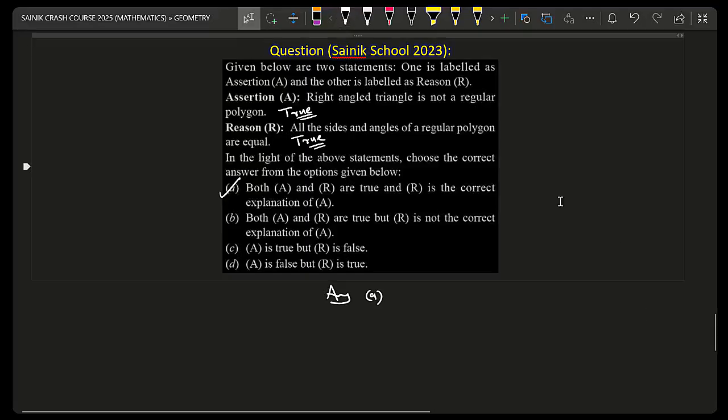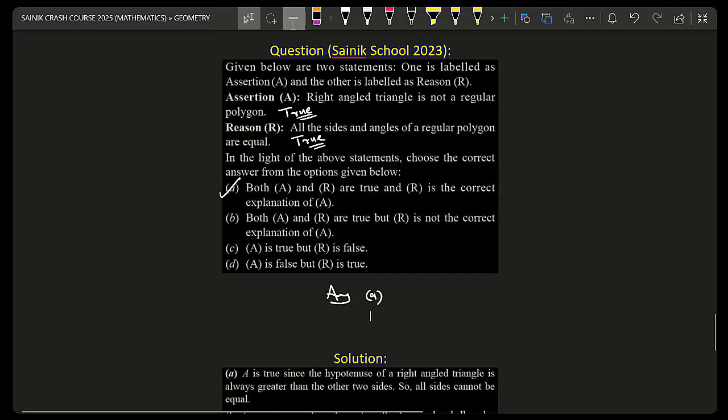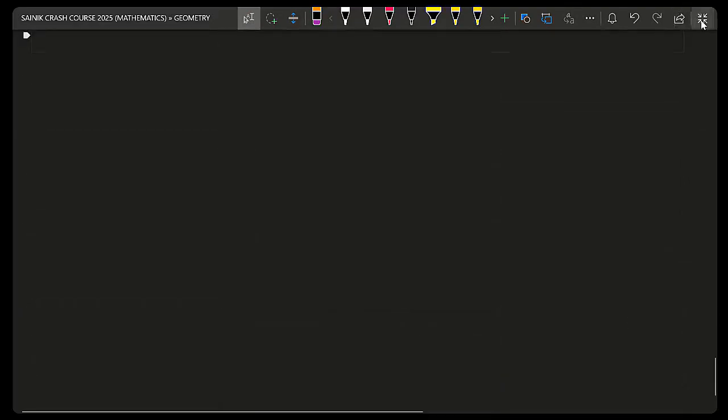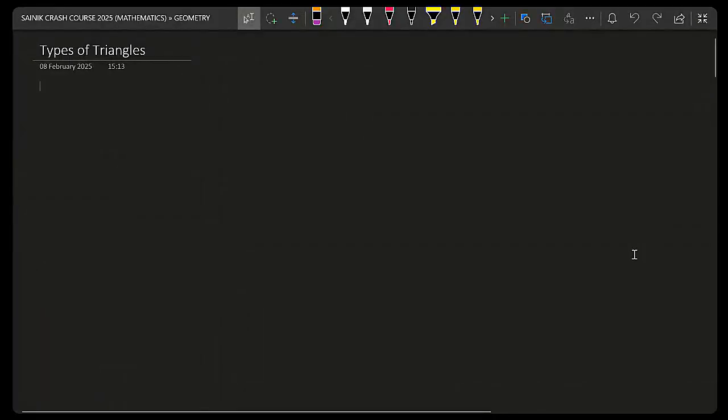So this is about the polygons and their properties. We'll be discussing and dealing with more questions later. So this is the proof we gave. And next, types of triangles. The classification of triangles is based on two things. Sriyansh, you can mute. So triangles we can classify based on two things.